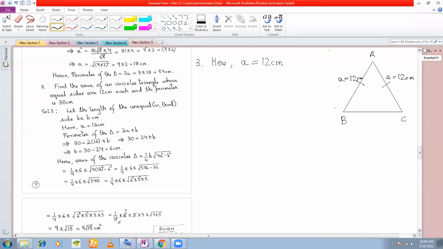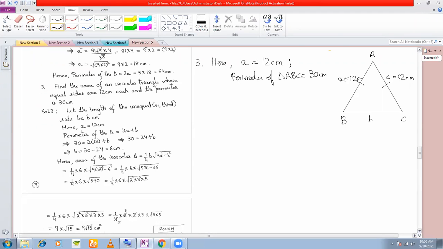And the perimeter of this triangle is also given. So A is given here and the perimeter of triangle ABC is given to be 30 centimeter. Okay, you need to find out the area of this triangle.